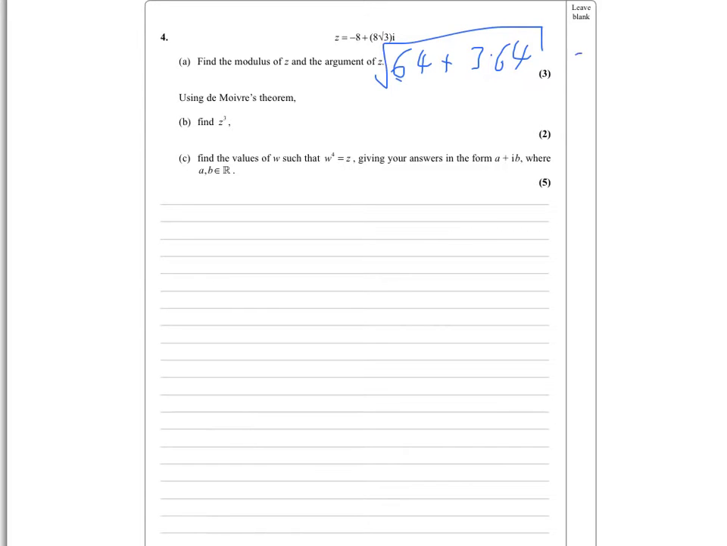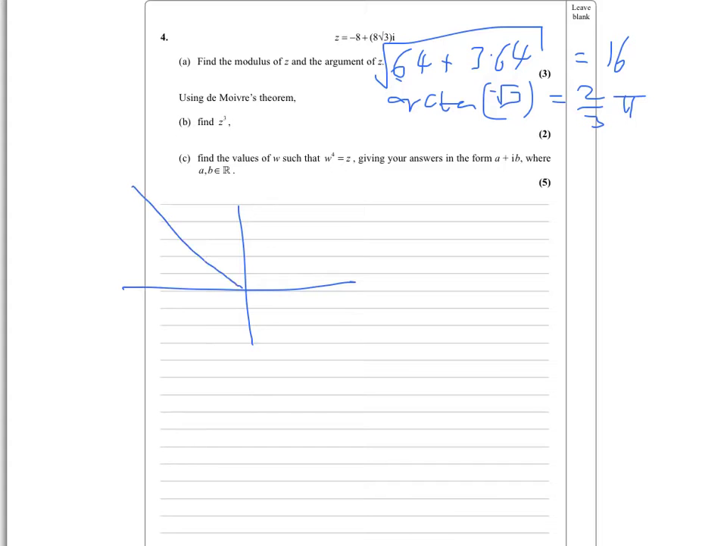And the argument is the inverse tangent of the imaginary part divided by the real part, which gives an argument of, sorry, I need a negative there, an argument of 2/3 pi. So we've got 16, 2/3 pi. I'm going to draw that. So there's 16, there's 2 pi by 3.